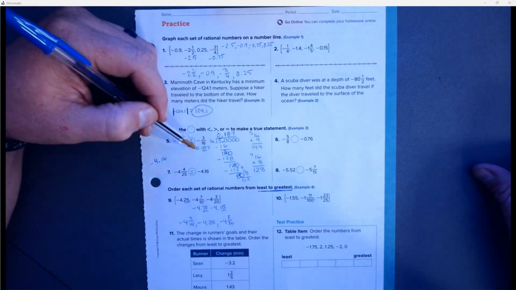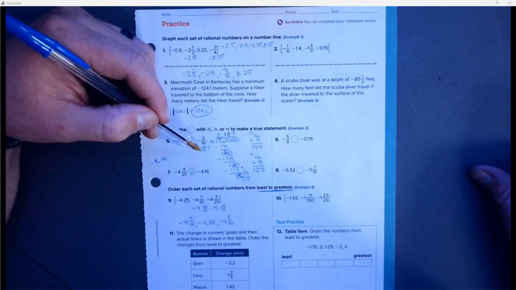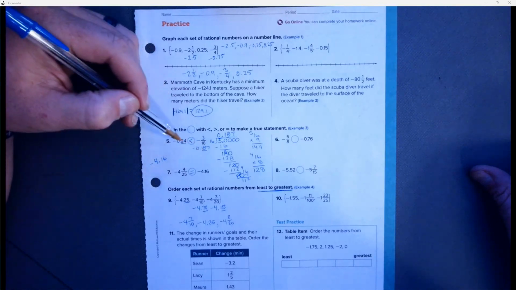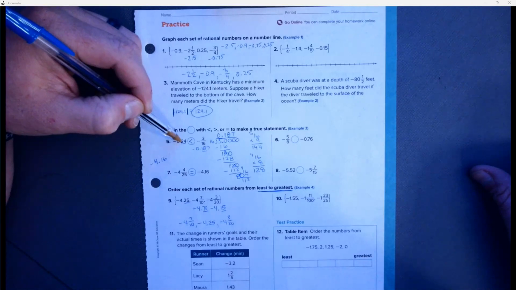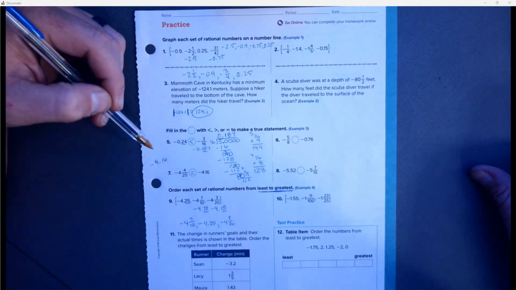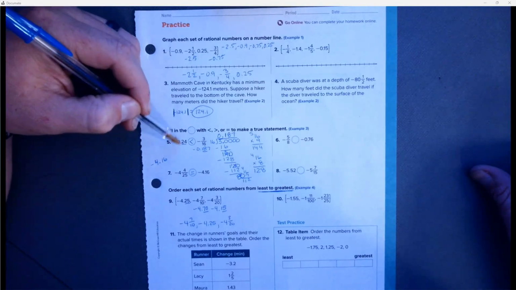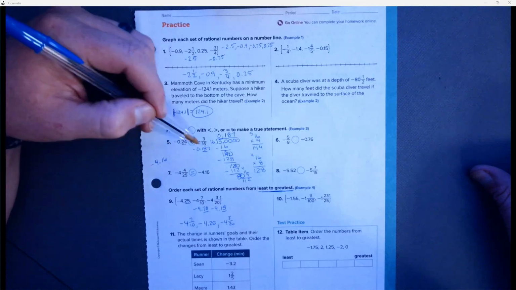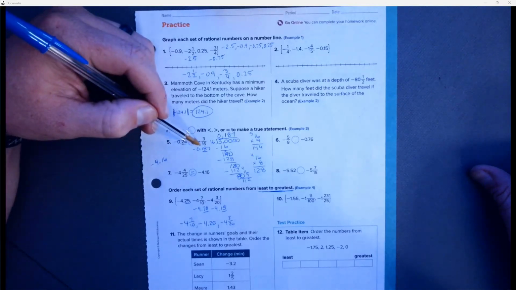I'm going to say it's negative 0.18. Since 18 is less than 24, that means the 24 has the higher magnitude, but since they're both negative, it will make it a lesser value. So negative 0.24 is less than negative 3/16.